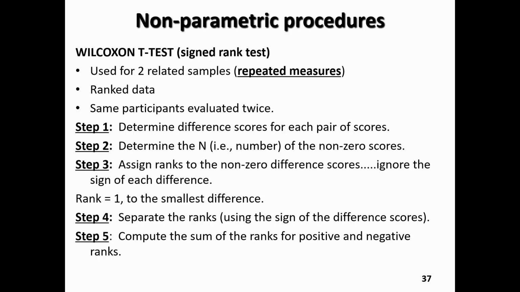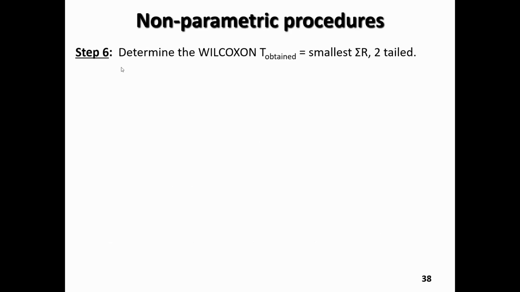And then the ranks are added up separately. So all the positive ranks are added up, and all the negative ranks are added up. And then as we move into step number 6, step number 6 will carry forward the first 5 steps to calculate the actual test statistic, and that's the Wilcoxon t obtained, and this is based upon the data. And so the smallest sum of the ranks is the actual test statistic moving forward.